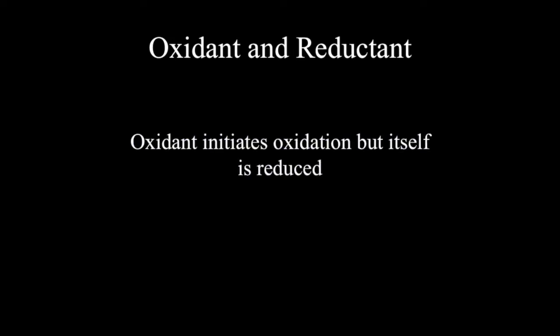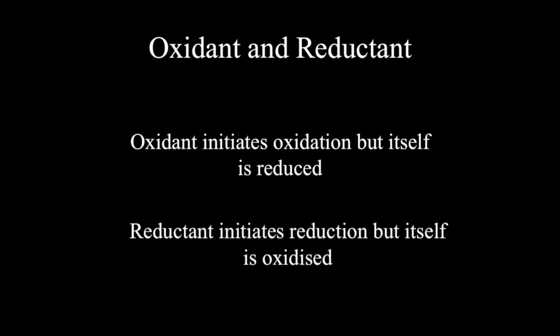Now, a lot of students then get confused at this point when we're talking about oxidant and reductant. An oxidant initiates oxidation, but itself gets reduced. So in other words, you will generally see an oxidant in a reduction half equation. Why? Because an oxidant starts off oxidation, but itself gets reduced. And meanwhile, a reductant will initiate reduction within the reaction we're talking about, but itself will get oxidized. So in other words, a reductant generally exists in an oxidation reaction.